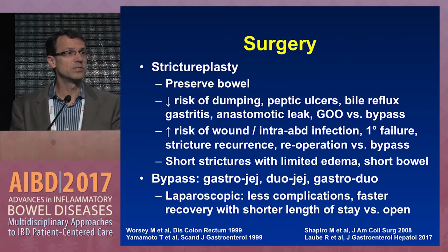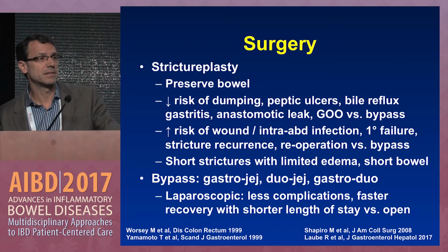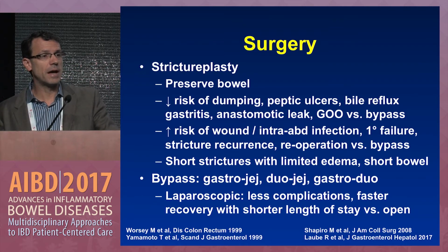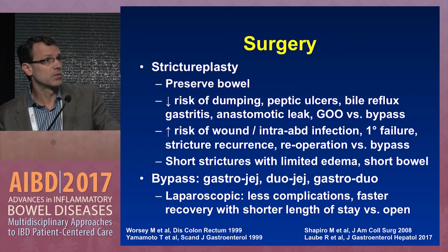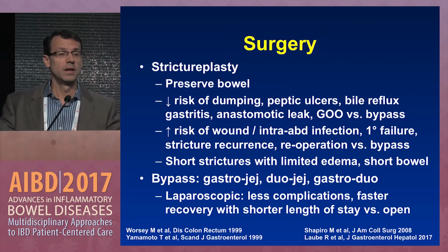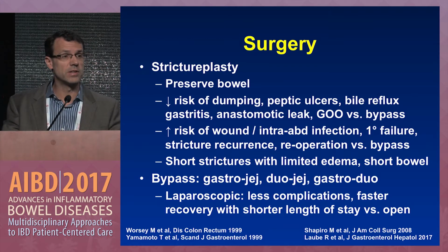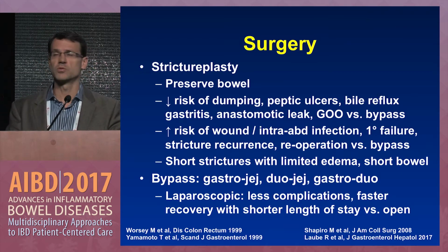And as far as surgery, the 2 most common modalities used today are strictureplasty and bypass. Strictureplasty obviously has the advantage of preserving bowel, and compared to bypass, may have a lower risk of future dumping syndrome, peptic ulcer formation, bile reflux, gastritis, anastomotic leak, or gastric outlet obstruction. But it may have a higher risk of wound or intra-abdominal infection, primary failure, stricture recurrence, or reoperation. So it's really best suited for short strictures with limited edema and patients with a short bowel.